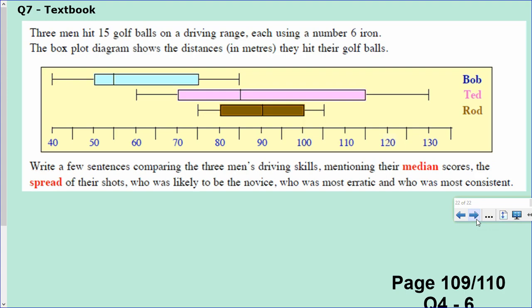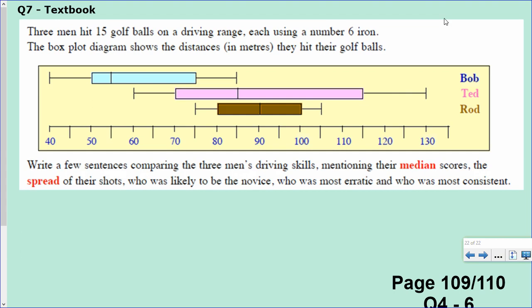Now the last question I'm actually going to go over before I give you the questions you're going to do is from your textbook. And it's about how we can remove information from a box plot. So you've got 3 men hit 15 golf balls at a driving range, each choosing a number 6 iron. The box plot diagram shows the distances in meters they hit their golf balls. Then write a few sentences comparing the 3 men's driving skills, mentioning their median scores, the spread of their shots, who was likely to be the novice, who is the most erratic, and who is the most consistent.